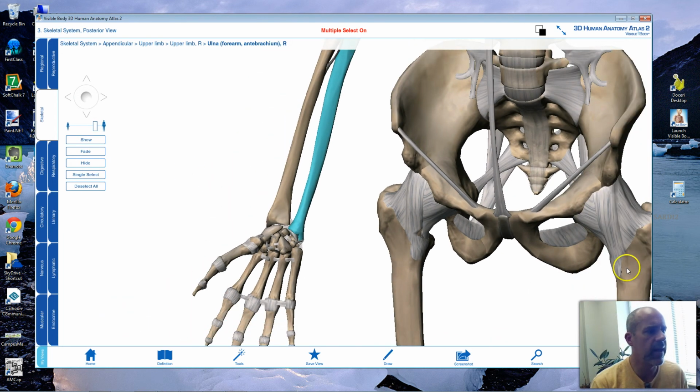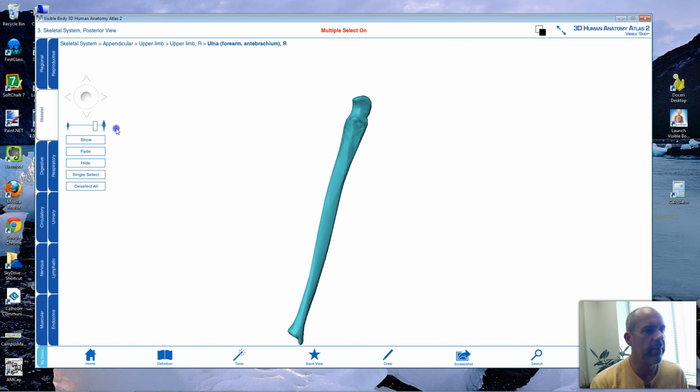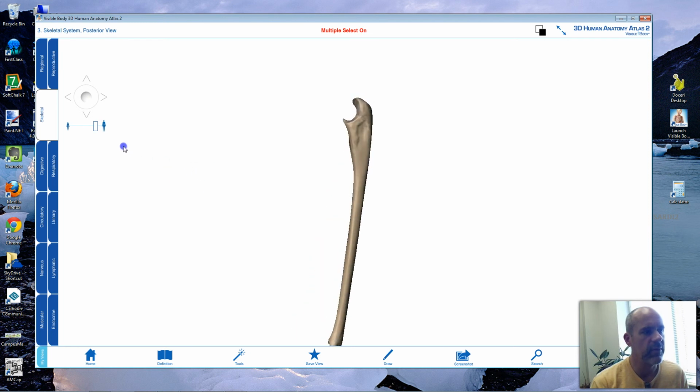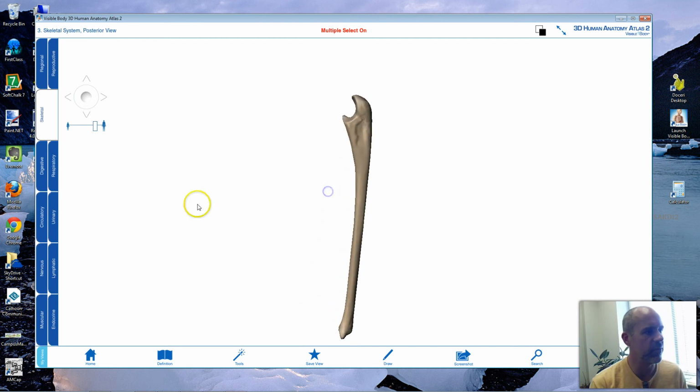All right, so if you see an ulna by itself, let's hide everybody else. If you had an ulna by itself, it's pretty easy to recognize if you rotate it around, because only the ulna has that claw-like shape up at the elbow joint. So that makes it pretty recognizable. Not too hard to tell what you're looking at.